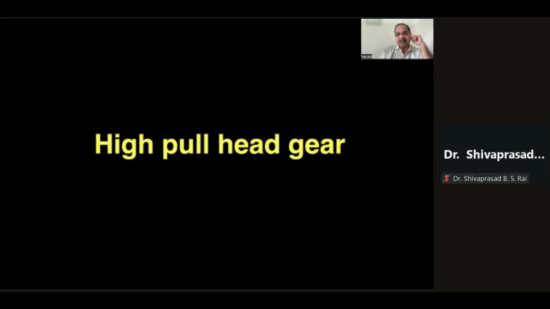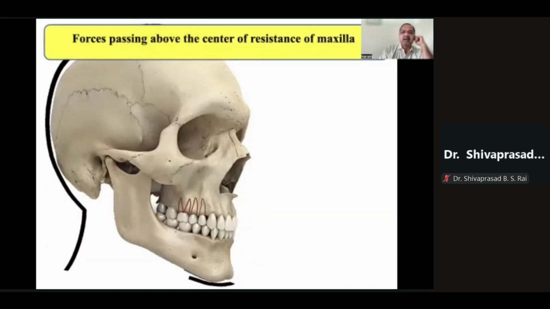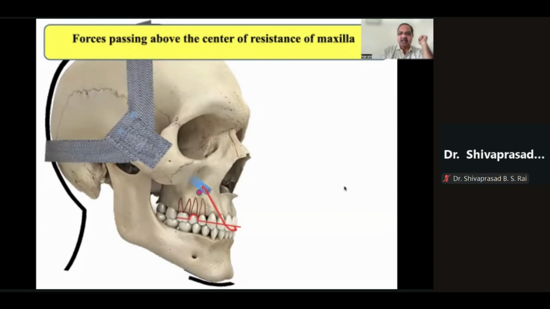Now coming to a high pull headgear. Let us talk about the forces passing above the center of resistance of the maxilla. According to Profit, this is the center of resistance of the maxilla, and your force is passing above it. How do you get the force to travel above the center of resistance of the maxilla? It is by bending the outer bow outward and upward.